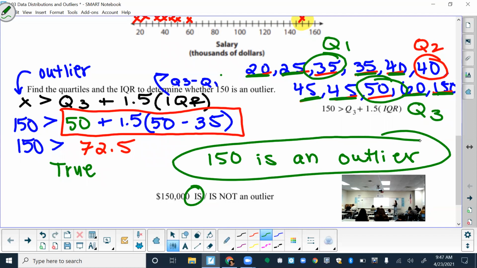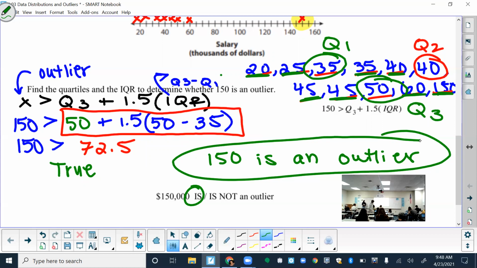Yes? So when the outlier is bigger than the rest of the numbers, you constantly use the bigger one? Yes. And if it was smaller, you would use the formula for the smaller numbers. I don't understand how you got 15 and 35. This? Yeah. 50 minus 35? Yeah. Because the IQR, the formula for that is Q3 minus Q1. Oh. So then 50 minus 35. All right, any other questions? So if this statement was false, then it's not an outlier, but it's true.